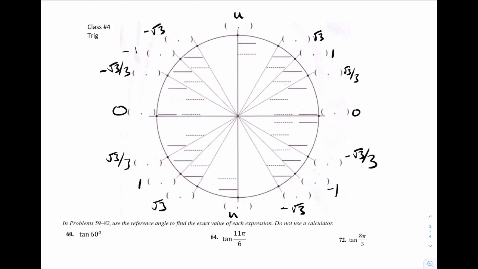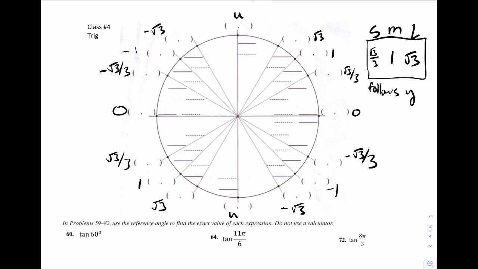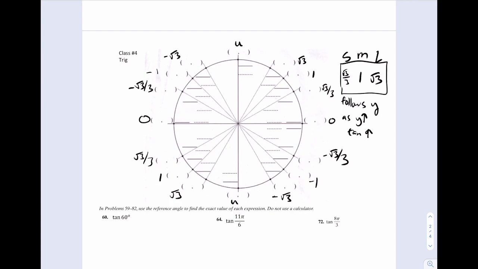And notice how a pattern kind of comes out. And just how we had small, medium, large for the cosine, for tangent, we also have that. The tangent small value is simply root 3 over 3. The middle is 1. And the large is root 3. And the way it works is it follows the y, meaning as y gets bigger, tan would also get bigger. And if y gets smaller, tan also gets smaller. So that way you can use your tan values very similar to the y values. So I do recommend you memorize that little table. It will help you figure out all the tan problems much faster.